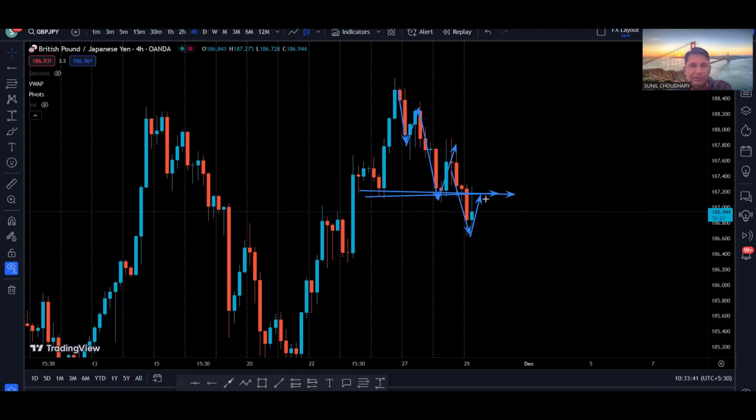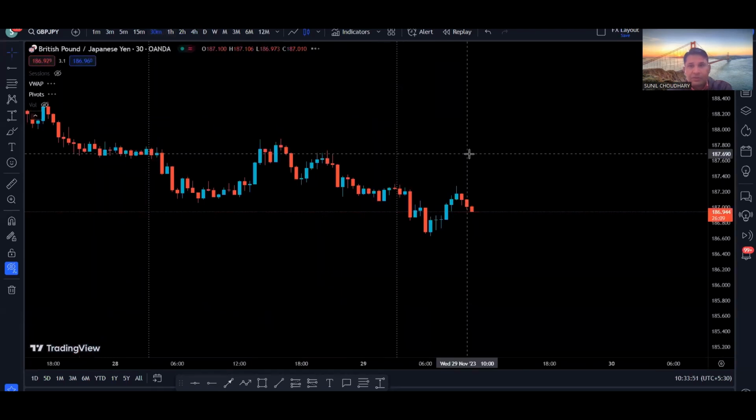So by looking at the 4-hour time frame, it seems like the price should continue going down, and the next support is right into these areas. So from the 4-hour, it seems like the price should be going down, right? Now let's go to the 30-minute time frame.